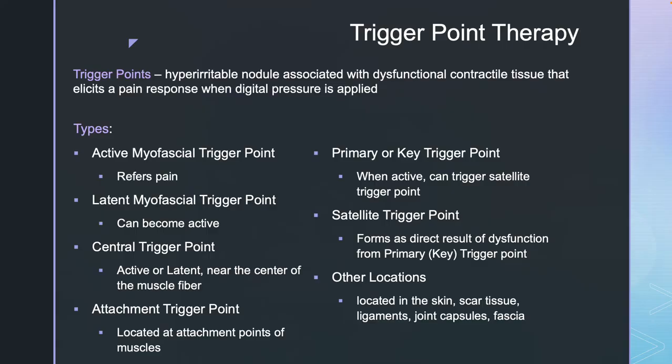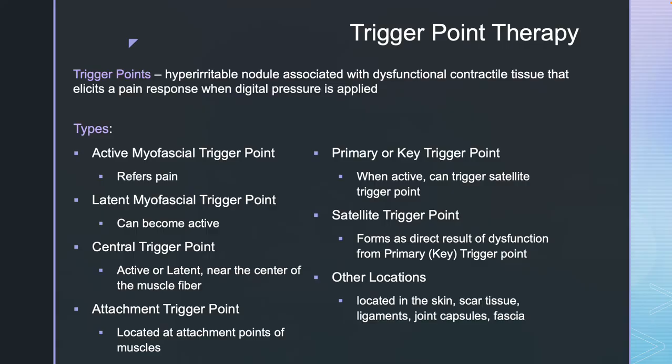Now we have something called a latent myofascial trigger point, or latent trigger point. This is a trigger point that's hanging out, ready to become active. So you push on it and it doesn't send that pain signal to a new area. It's just hanging out, waiting for things to get worse so that it could cause more pain. It's a devil.